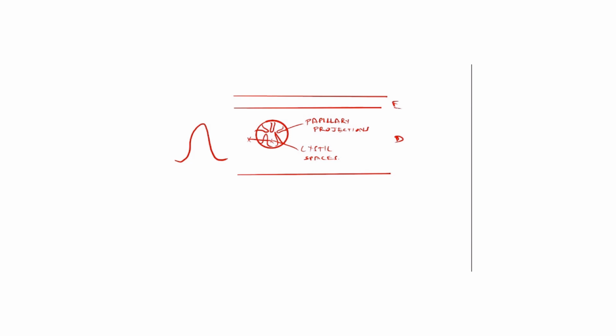Okay, and if we look at the cross section of these papillary projections, we'll find that it has two layers. It consists of a basal myoepithelial cell layer, and then there is a tall columnar cell.